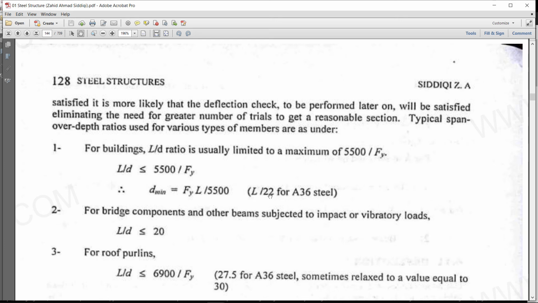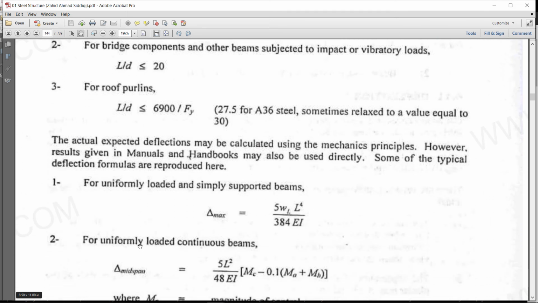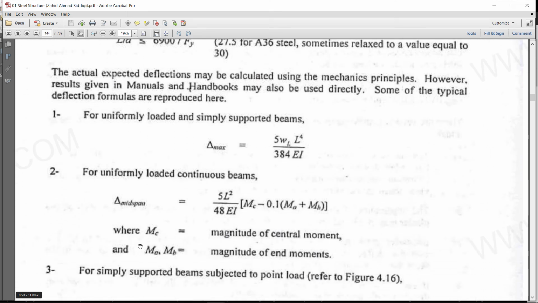Here is the simplified formula. For A36 steel, you enter 250 megapascal, so the formula will be L by 22. For bridge components and roof purlins, there are different minimum depth criteria. And if you want to directly calculate the deflections from the applied loadings, one thing more: we always check the serviceability criteria with the live loads only.